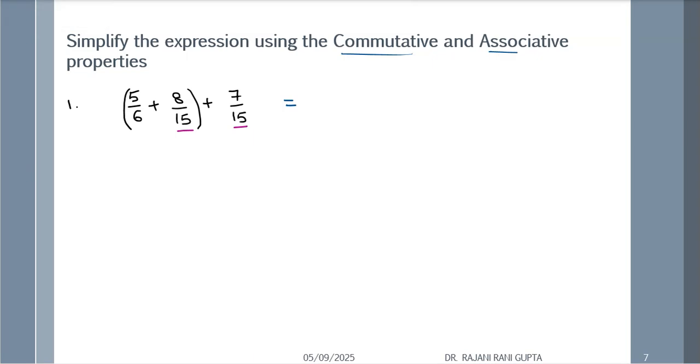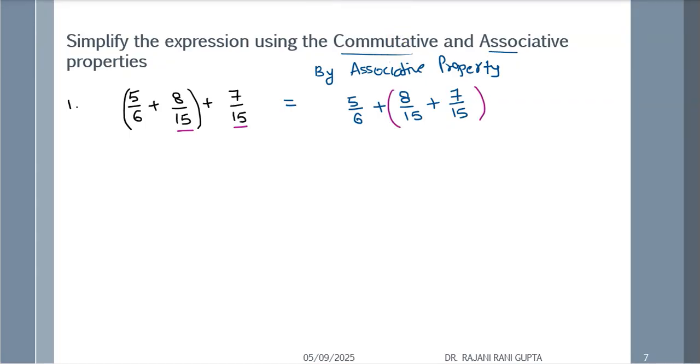So what happened here? If you use the associative property, by associative property, what you get is 5 over 6 plus 8 over 15 plus 7 over 15. What happened with the property? The position of the bracket changed. Now you have to simplify this term. Okay, the denominator is the same. So you can easily add that.